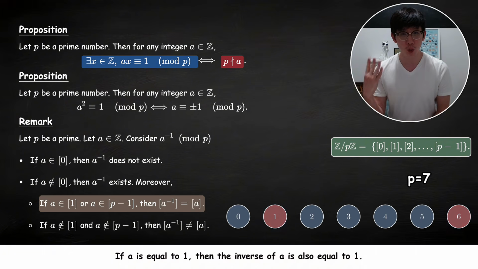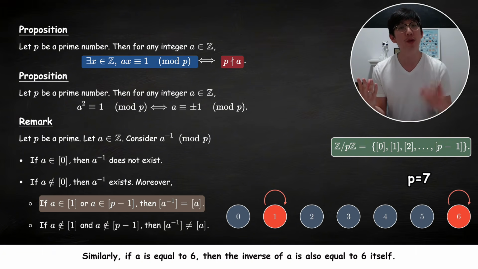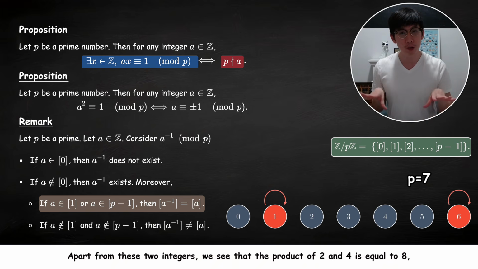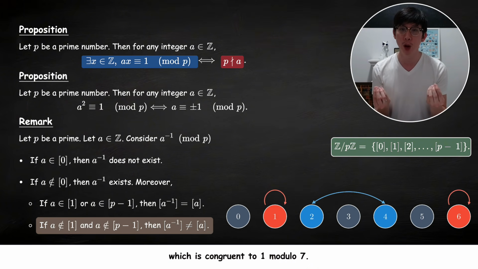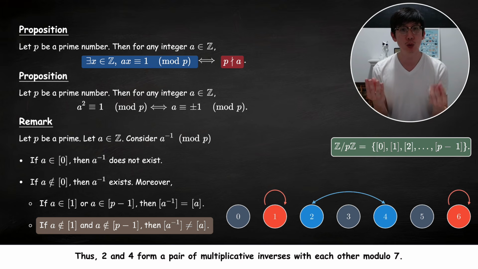If a is equal to 1, then the inverse of a is also equal to 1. Similarly, if a is equal to 6, then the inverse of a is also equal to 6 itself. Apart from these two integers, we see that the product of 2 and 4 is equal to 8, which is congruent to 1 modulo 7. Thus, 2 and 4 form a pair of multiplicative inverses with each other modulo 7.